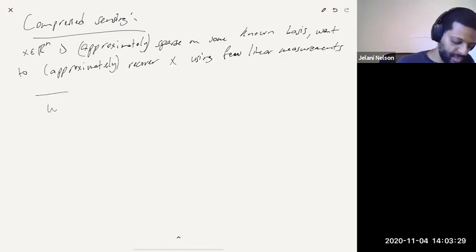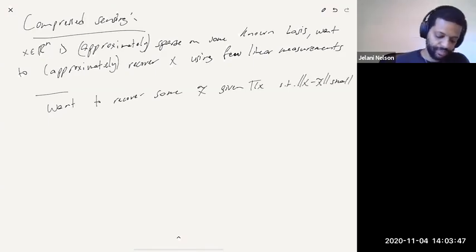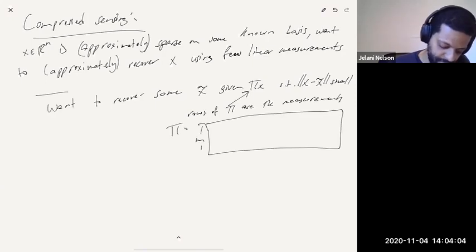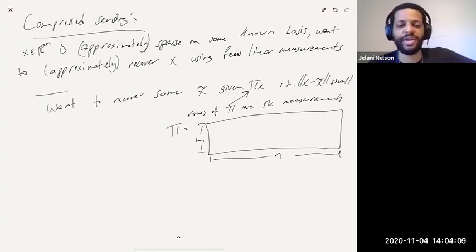So what I mean is we want to recover some x tilde given Πx such that x minus x tilde is small. So the rows of Π are the measurements. And so Π is going to be like a sketching matrix. It's going to look something like that. Okay. Right, so a linear measurement is just the dot product of one of these rows with x.